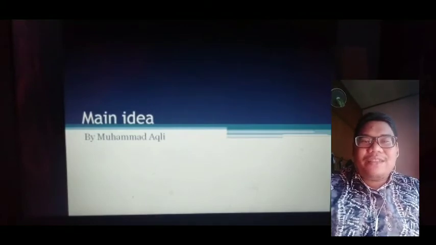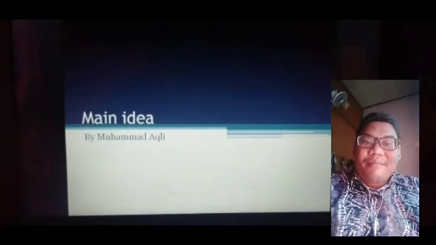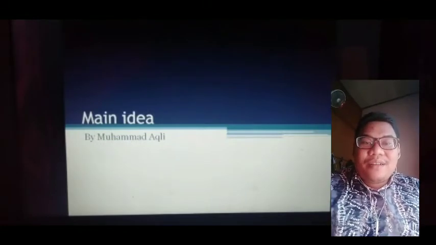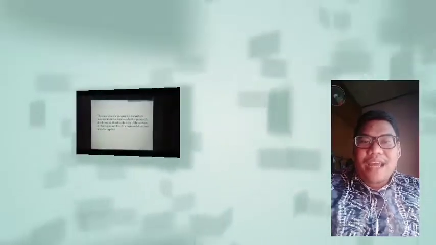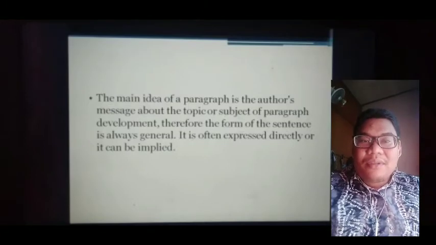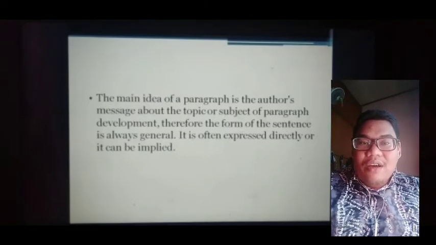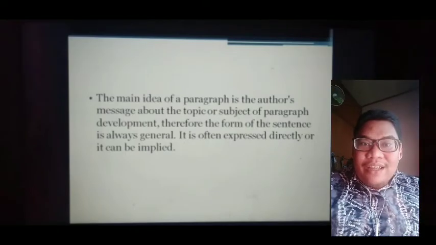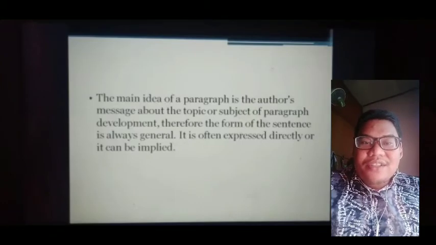I'm from class 2A. Here I will explain about main idea. So first, the definition of main idea. The main idea of a paragraph is the author's message about the topic or subject of paragraph development. Therefore, the form of the sentence is always general.